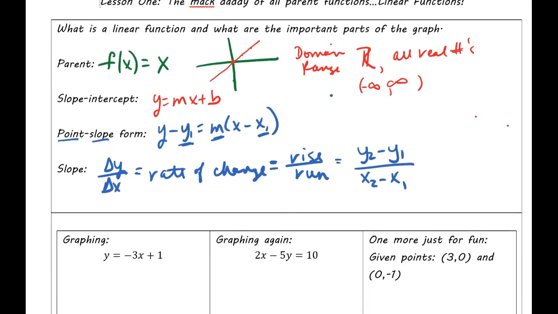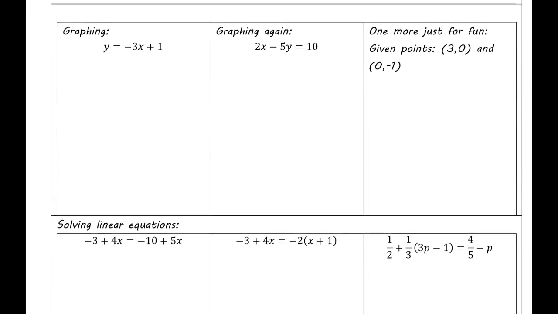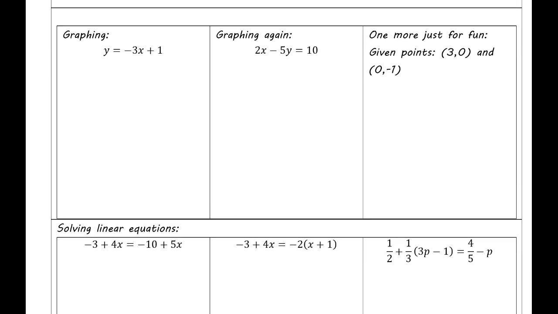So let's go down to our next section, which is graphing. To graph, I highly recommend that we always want to be in slope-intercept form, y equals mx plus b, because then you can see with your own eyeballs, this is my slope, whatever number's with x, and the number that's added or subtracted, that is my y-intercept.